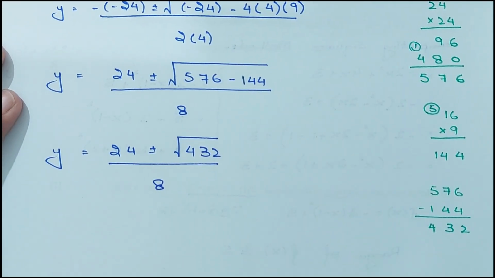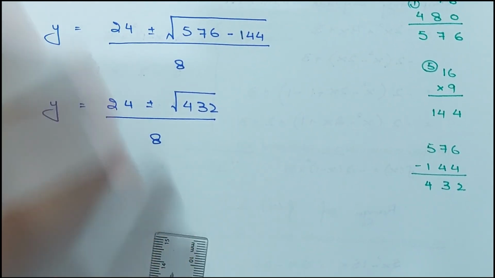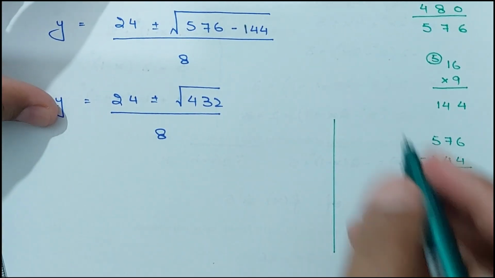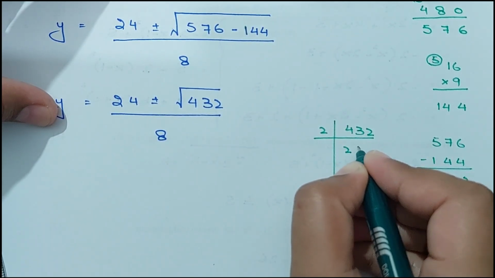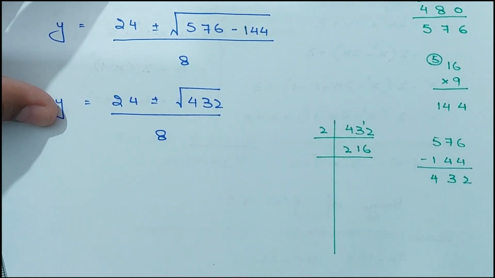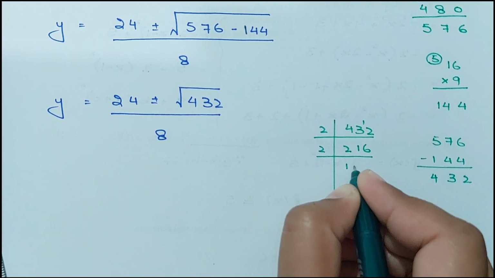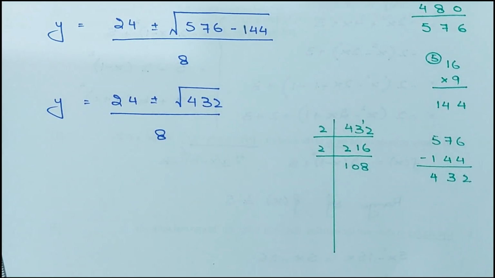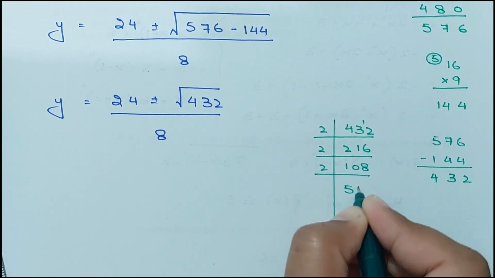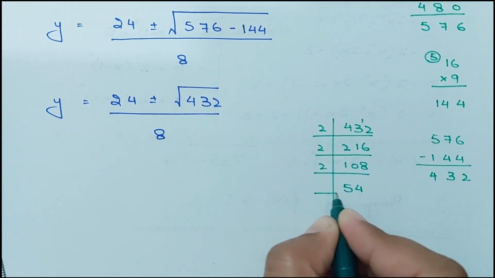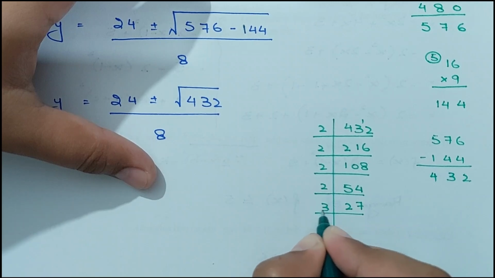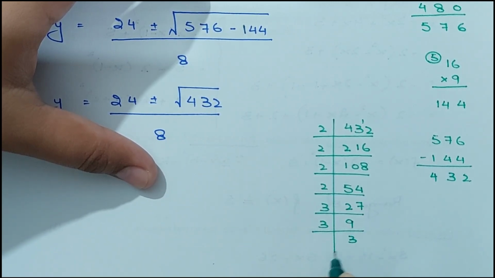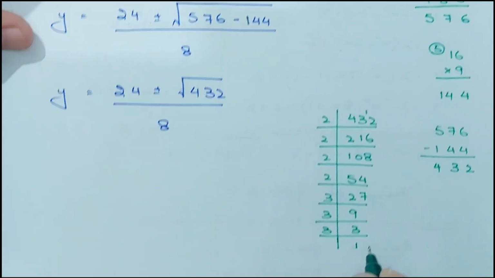All right. Now for this simplification, let's do the prime factorization of 432 to simplify the square root. So 432, start with the 2 times table. 2 times 2 is 4, 2 times 1 is 2, 2 times 6 is 12. Again dividing by 2, 2 times 1 is 2, 2 times 8 is 16. And then it is divisible by 2 again. 2 times 5 is 10, 2 times 4 is 8. Again dividing by 2, 2 times 2 is 4, 2 times 7 is 14. And then 27 is 3 times 9. 3 times 3 is 9. 3 times 1 is 3. Right, this is the prime factorization.